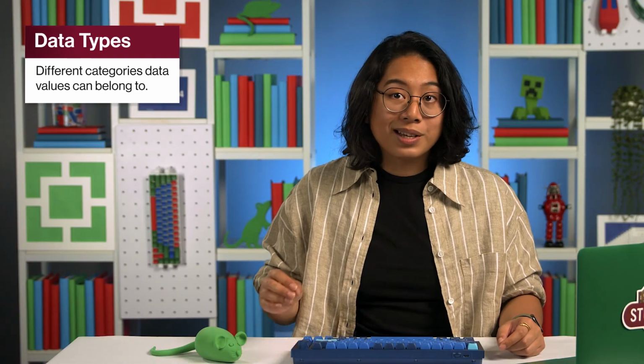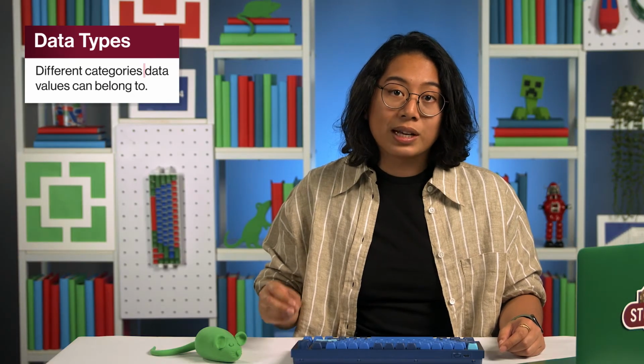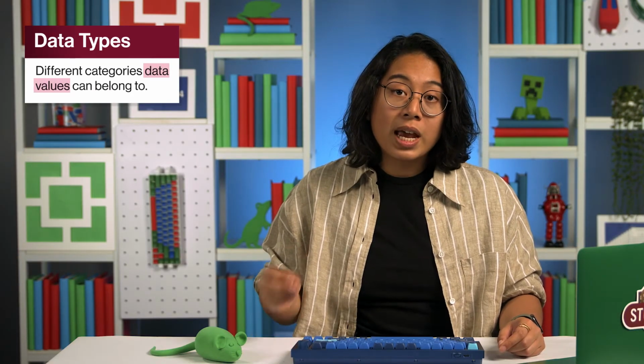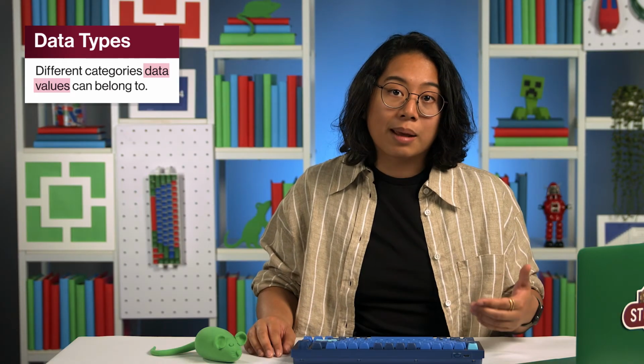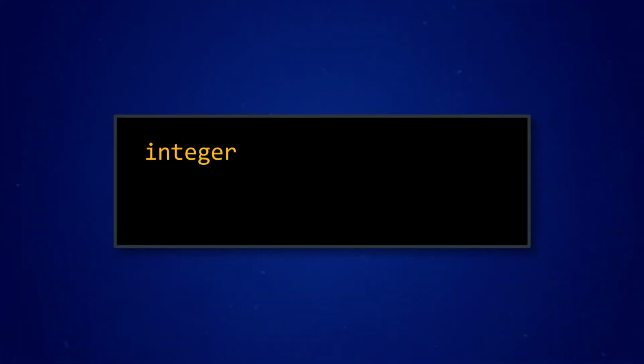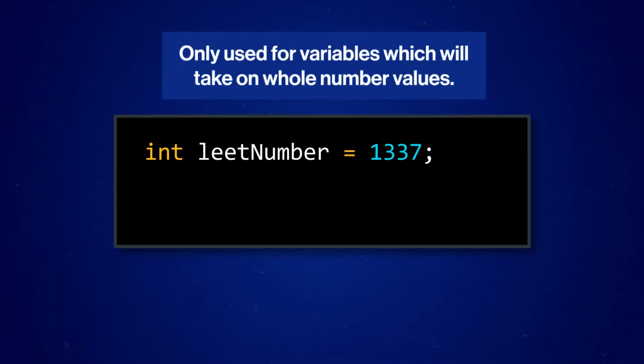In our episode on variables and memory, we learned about data types, which are the different categories data values can belong to. In Java, certain simple and commonly used data types have particular names in code. For instance, integers are written as int and should only be used for variables which take on whole number values, because that's what integers are.